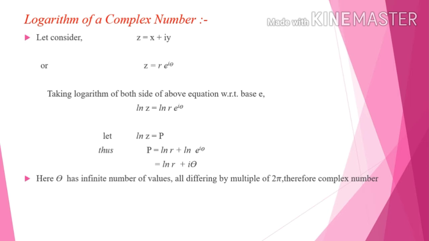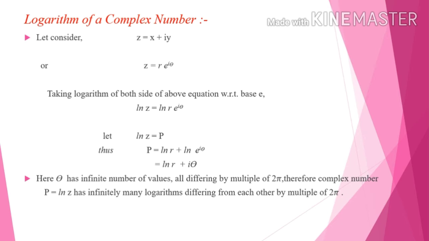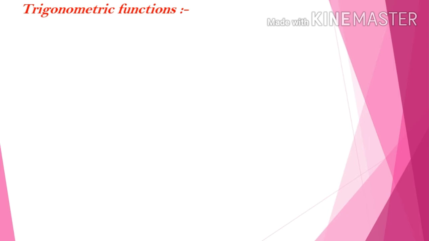Now here theta has an infinite number of values, all differing by multiples of 2 pi, and therefore the complex number p equals ln of z has infinitely many logarithms differing from each other by multiples of twice pi. Okay, then the next topic is trigonometric functions.